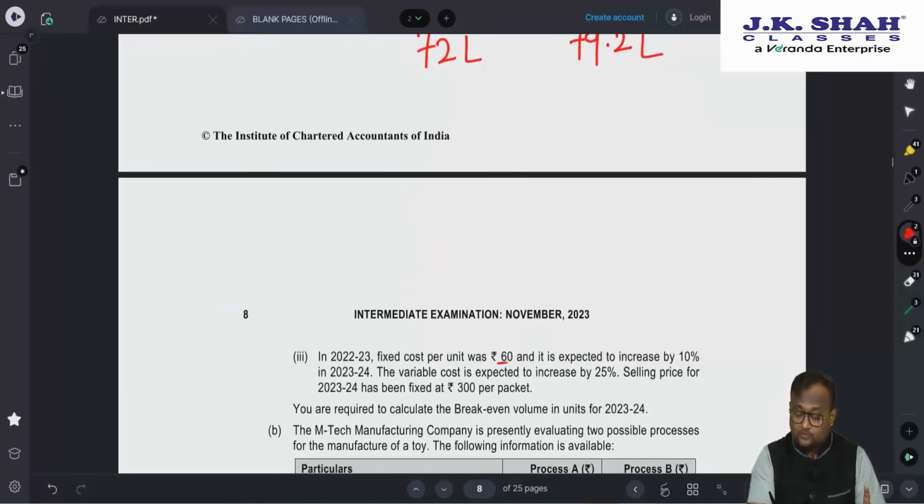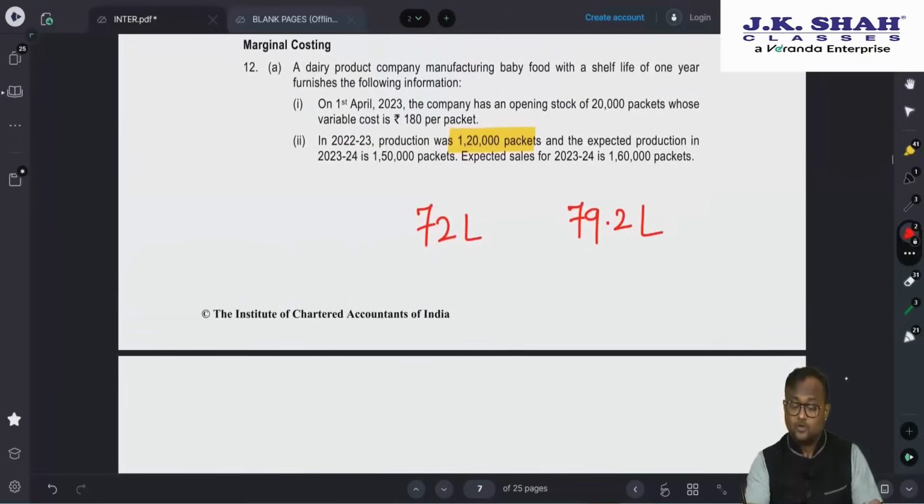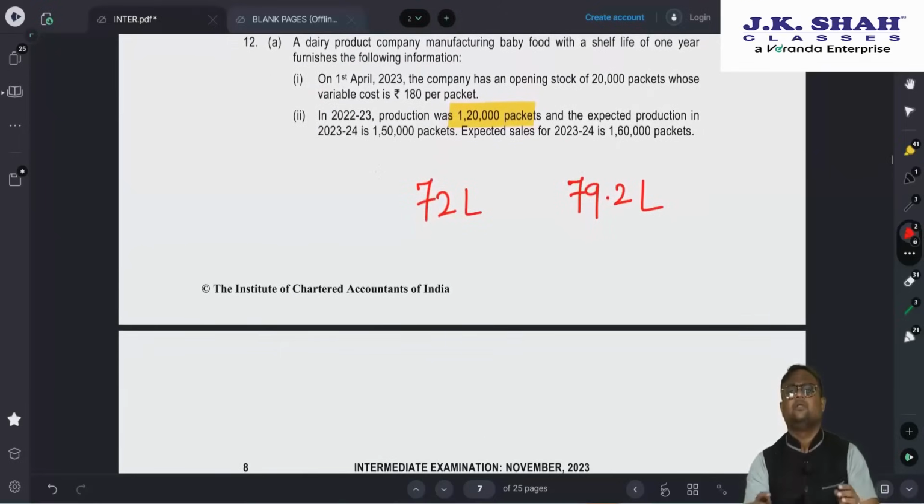We have fixed cost of 60 per unit in the first year. In the first year, quantity was 1,20,000. That means definitely that rate was calculated on 1,20,000. So 72 lakhs is a fixed cost of the last year, 10% rise. That means it is 79,20,000.